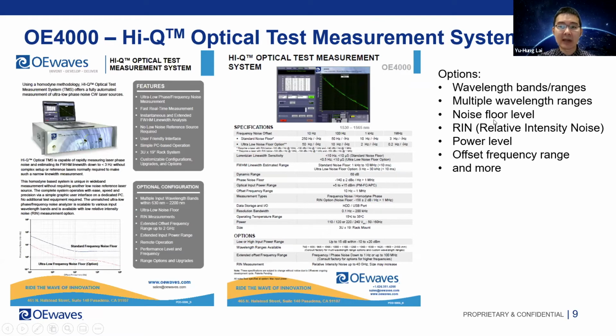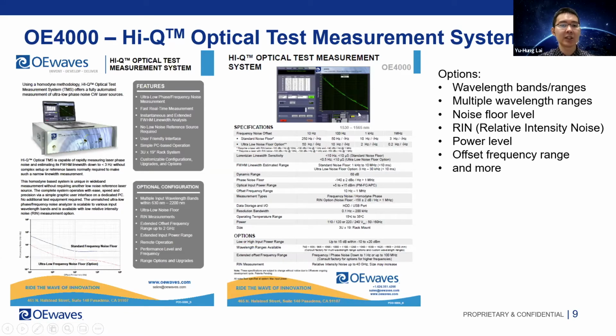We also have different kinds of noise floor. For example, we have the standard frequency noise floor and also the ultra-low floor options. So for example, to test a laser diode, which potentially has a linewidth larger than 1 megahertz, we can use the standard frequency noise floor option. On the other hand, if we are characterizing ultra-low noise lasers, such as fiber lasers, we will use the ultra-low frequency noise floor option. And also we can characterize the relative intensity noise. So we can also measure the amplitude noise as well. And also we can customize for different power levels and different offset frequency ranges.